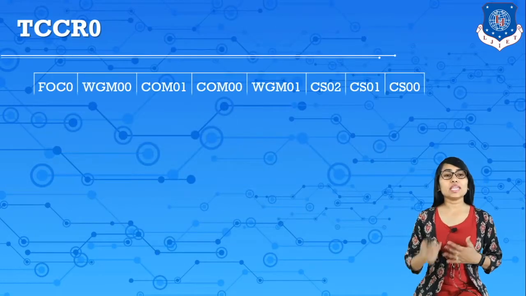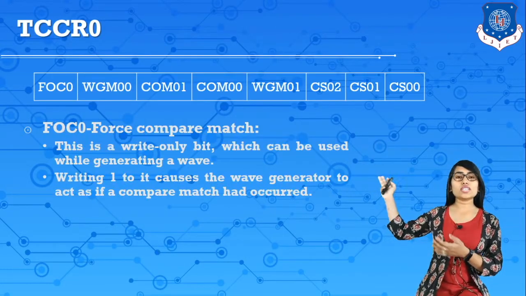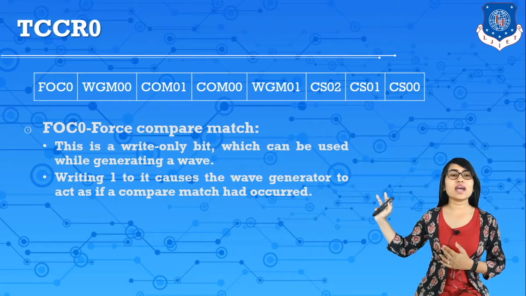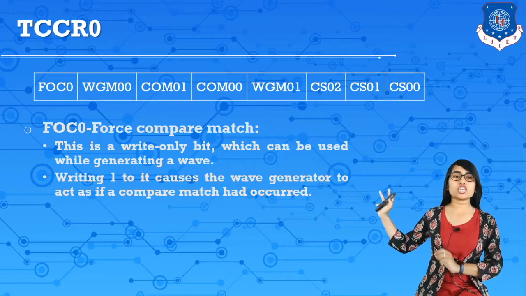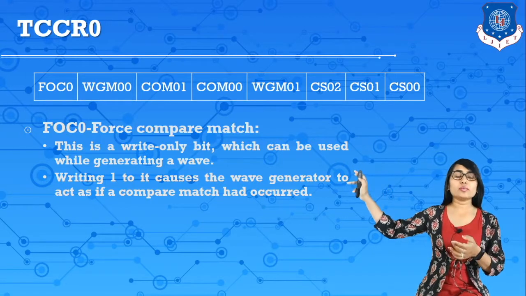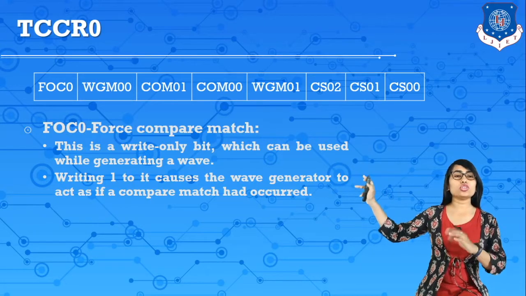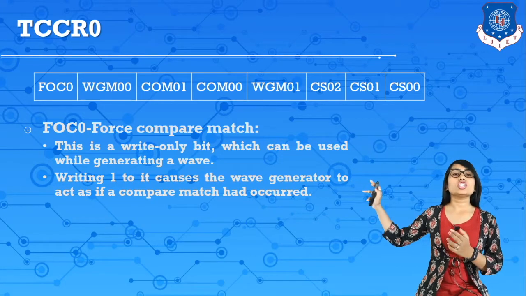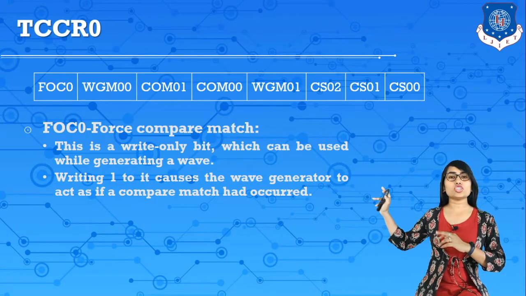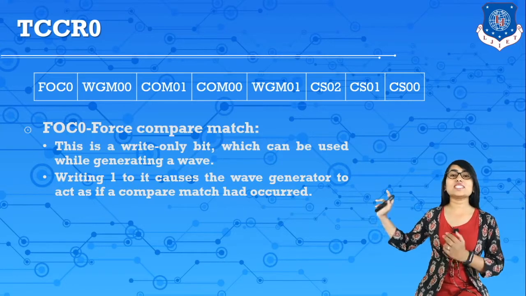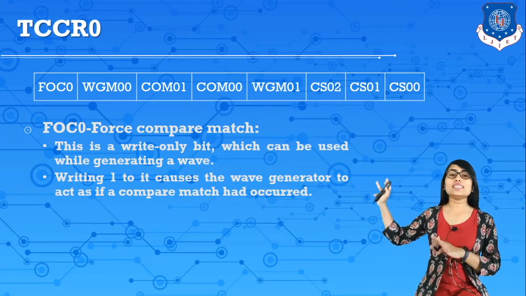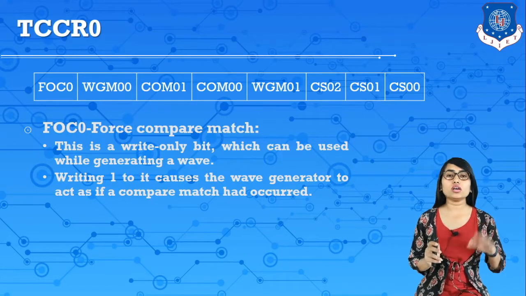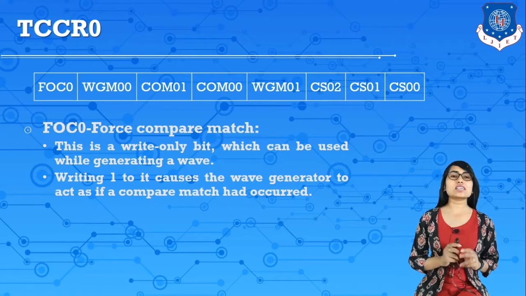Here we have the TCCR0 bits. We have a total of 8 bits for TCCR0, and each and every bit is located at a precise location. Okay, the highest bit is FOC0, then WGM00, COM01, COM00, WGM01, CS02, CS01 and CS00. All these bits have specific functions, so let's discuss all the functions.